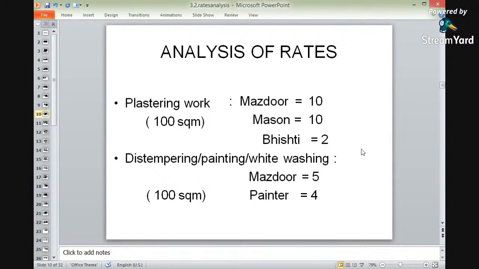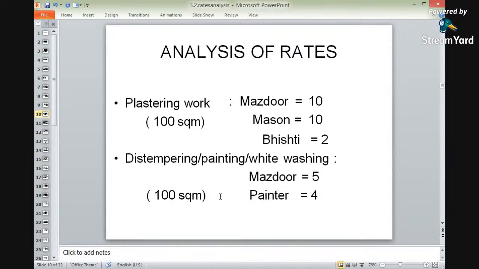What about the plastering works? For 100 square meters, the mazdoor required is 10. Mason required is again 10 for the plastering works. For laying plastering for 100 square meters, how many mazdoors will be required? 10. Masons will be required again 10, because a 1:1 ratio is maintained between mazdoor and mason. What about the helpers in this case? Required is two.